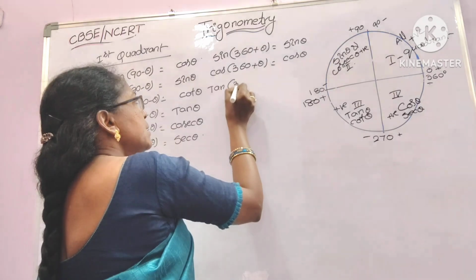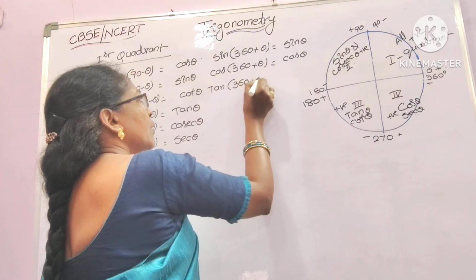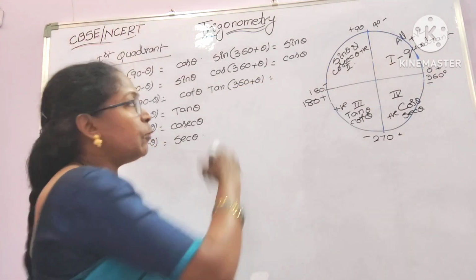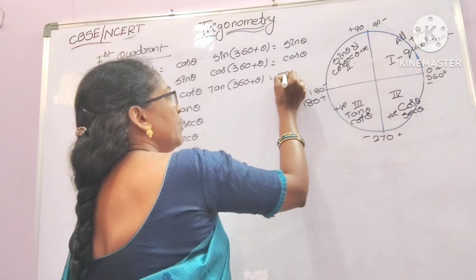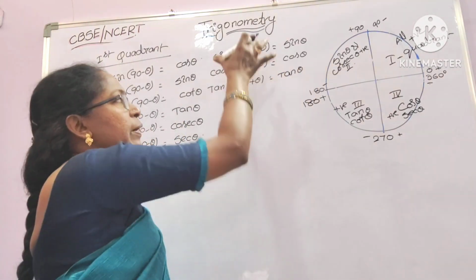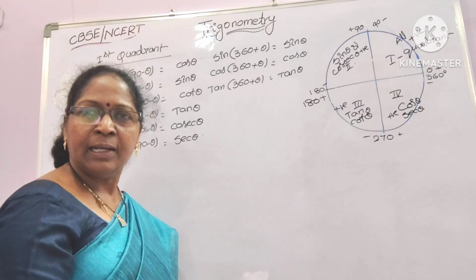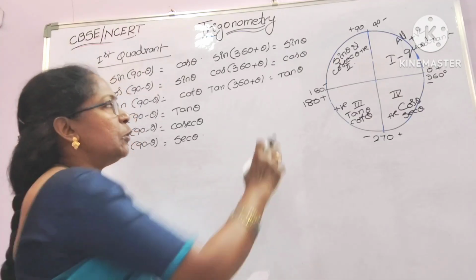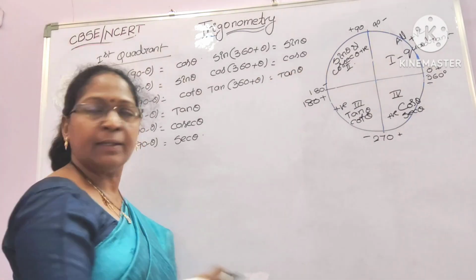Tan 360 plus theta. What does it become? It won't change. You get the same trigonometric function, and the sign also won't change. Why? Because it comes in the first quadrant. In the first quadrant all are positive. Just write down tan theta.